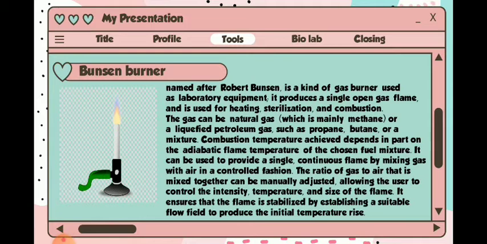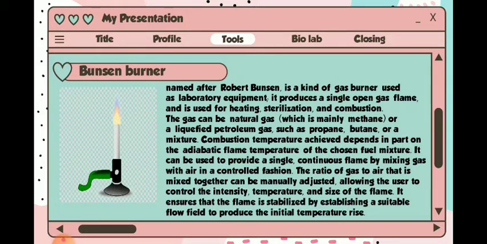For the second tool, we have the Bunsen burner. Named after Robert Bunsen, it is a kind of gas burner used as a laboratory equipment. It produces a single open gas flame and is used for heating, sterilization, and combustion. The gas can be a natural gas, which is mainly methane, or a liquefied petroleum gas such as propane, butane, or a mixture. Combustion temperature achieved depends in part on the adiabatic flame temperature of the chosen fuel mixture.